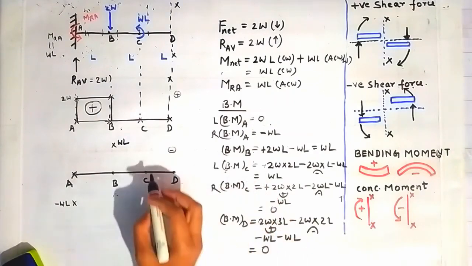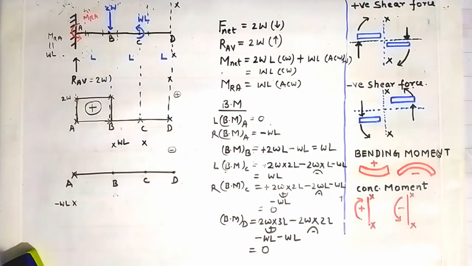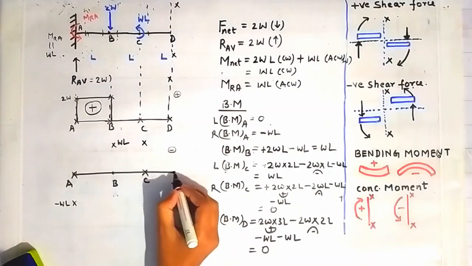At this point WL, and the bending moment at point C on the left side is WL. It's WL here over the point C, and the bending moment at the right side of point C is 0. So here it is 0, and the bending moment at D is 0.